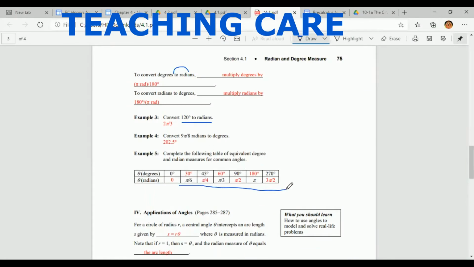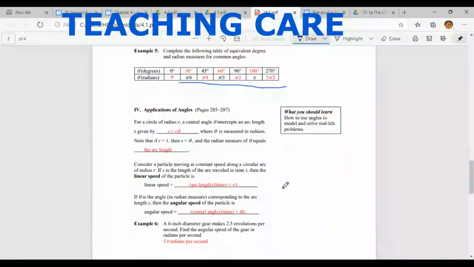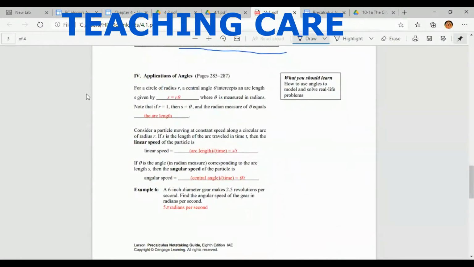Now, what are applications of angles? For a circle of radius r, a central angle theta will intercept an arc length s, and s is equal to r theta. The theta you take to be the measure in radians. Now if I have r equal to 1 and s is theta, the radian measure of theta will be equal to the arc length.